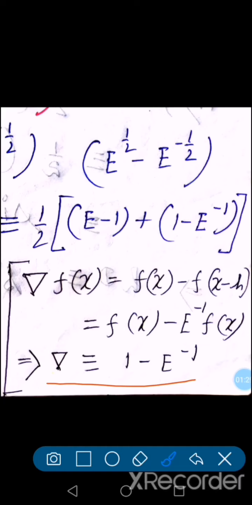Backward delta f(x) is equal to f(x) minus f(x minus h) equal to f(x) minus E inverse f(x). So backward delta is equivalent to 1 minus E inverse. So this is 1 minus E inverse equivalent to backward delta, and this is forward delta. So half of forward delta plus backward delta.